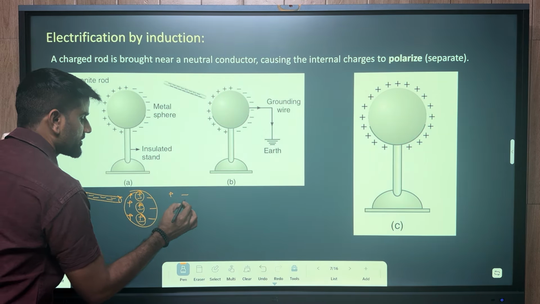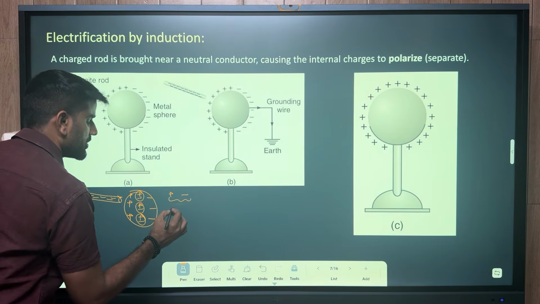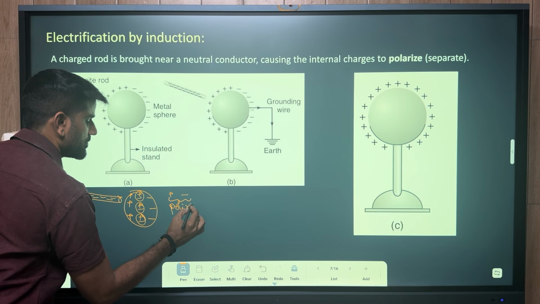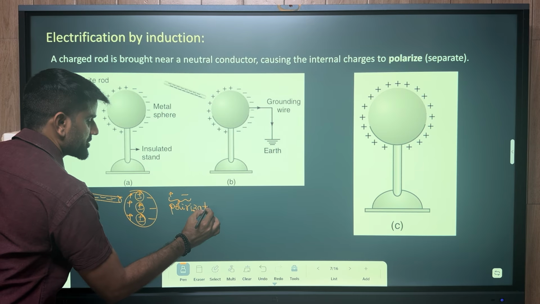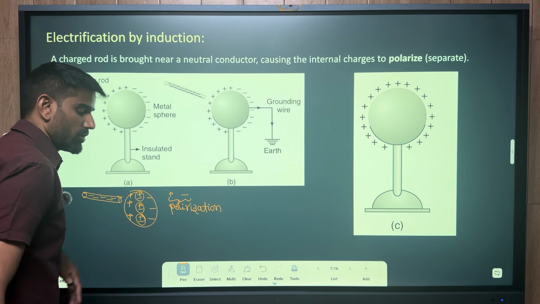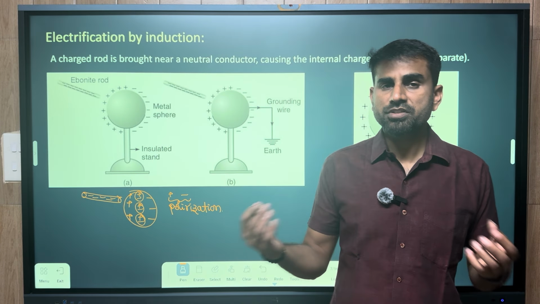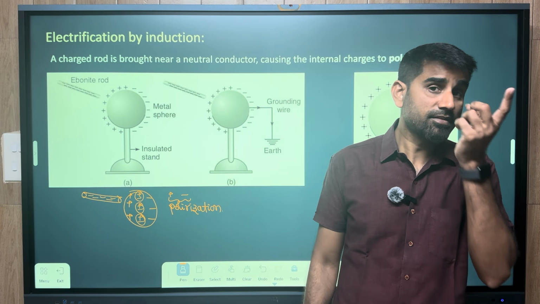Plus minus separation is called polarization. Okay, so in the induction process, polarization occurs. That means separation of positive and negative charges occurs in the same object.